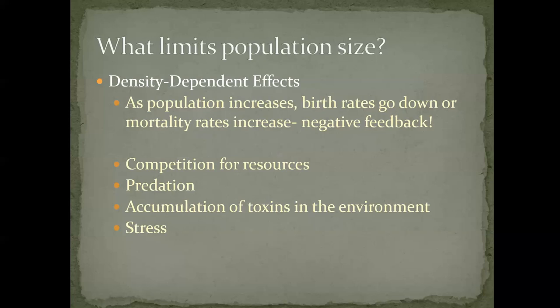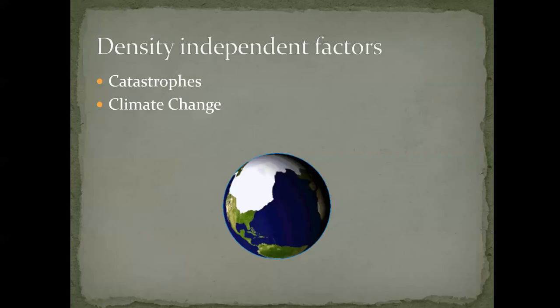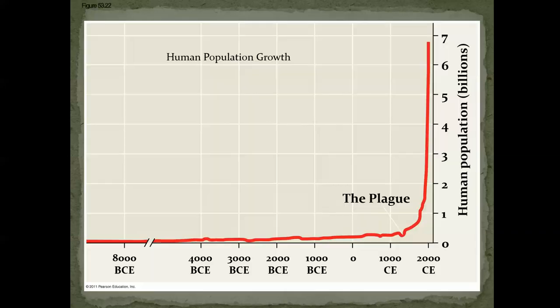And of course, those things that limit those population densities are things like density-dependent factors. You can read about these in your text, but things like predation, competition for resources, and stress, things that slow down reproduction when populations increase. There are other factors called density-independent factors that affect a population regardless of its density. So remember, population density is the number of individuals per unit area, and it doesn't matter if you're a dense population or a less dense population. If the climate changes or an asteroid hits the Earth, it will still affect your population.